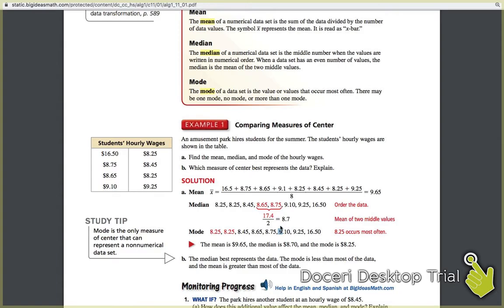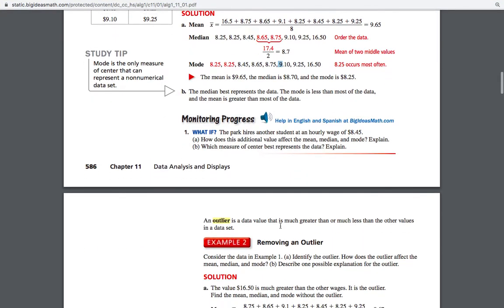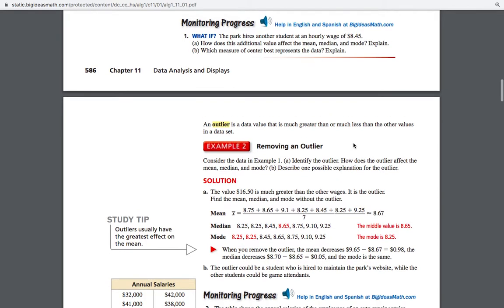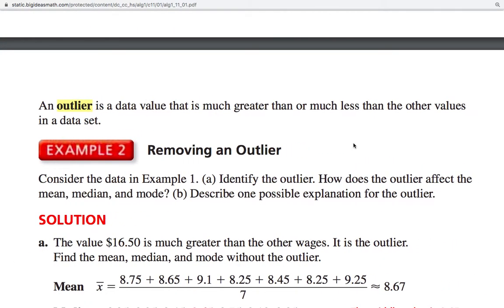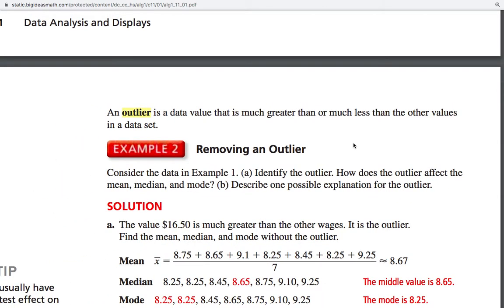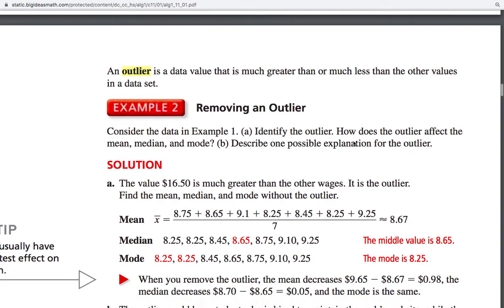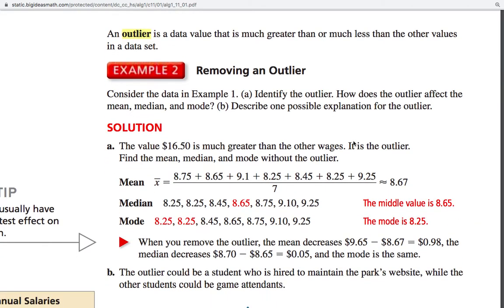So really what this comes down to, which one's going to be best, is when we have an outlier or not. And you see the definition here. An outlier is a data value that is much greater or much less than the other values. Much greater or much less. So we had that with that other one, that's 16.5. That is an outlier. It's much bigger, much smaller. Now there is a statistical way to figure out if something is an outlier or not. We are not going to get into that, so don't worry about it. Just if it's a lot bigger or a lot smaller, it's an outlier.